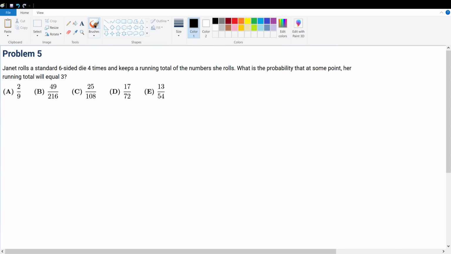Problem 5. Janet rolls a standard 6-sided die 4 times and keeps a running total of the numbers she rolls. What is the probability that at some point her running total will be equal to 3? Well, this is simply casework, right? Okay, so let's start from the beginning.